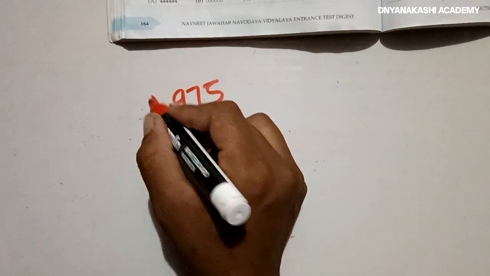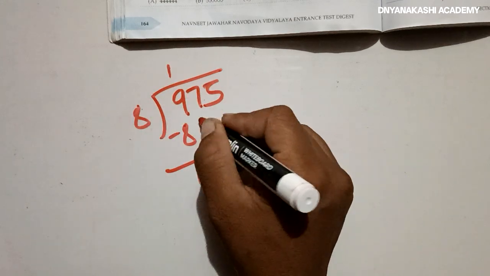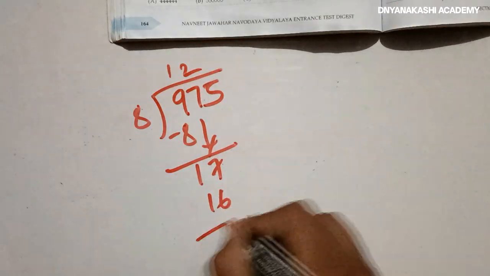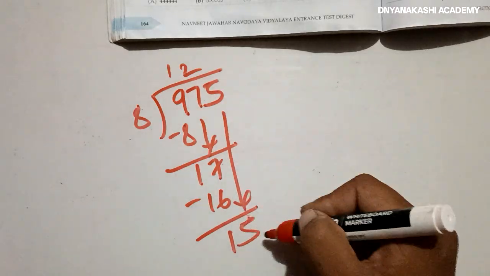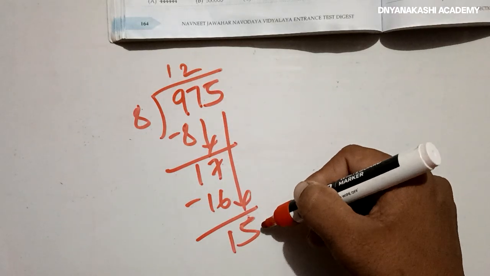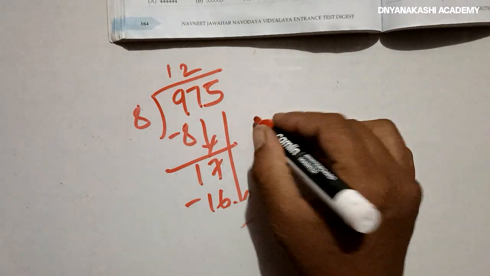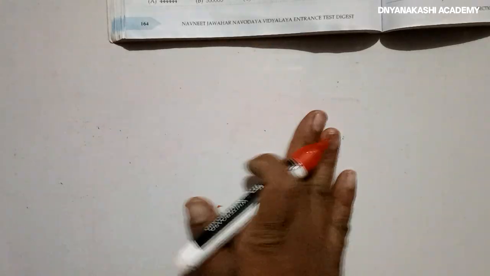975. 8 ones are 8 and 1 and 17, and 8 twos are 16 and the remainder is 1. 5 from downside. 8 twos are 16, 8 ones are 8. Again we have 975 also a remainder. This option B is also wrong here. I check with option C.